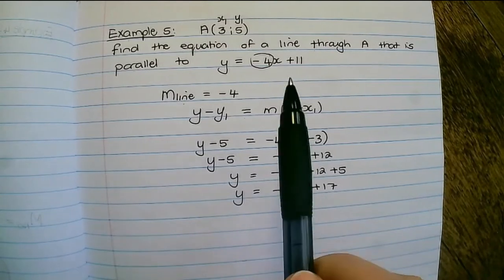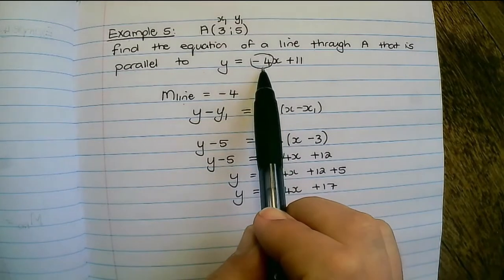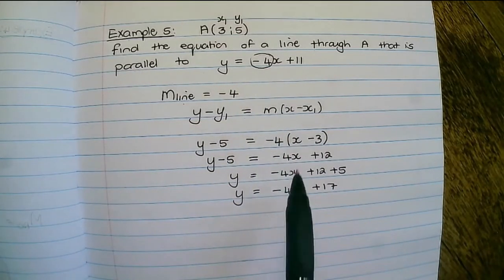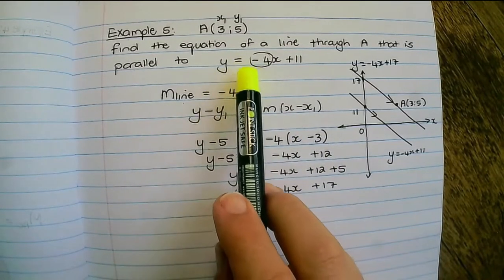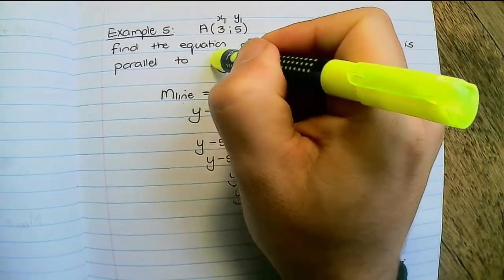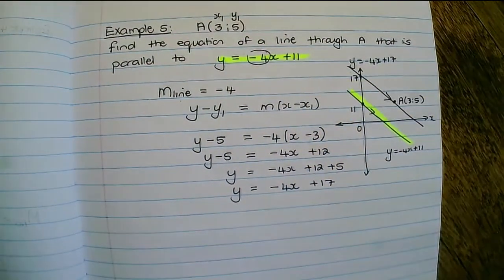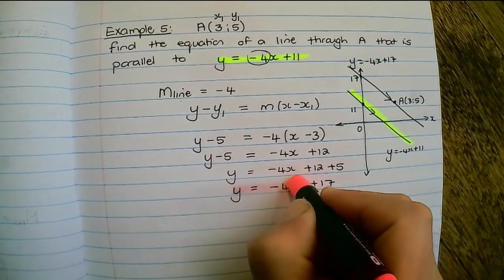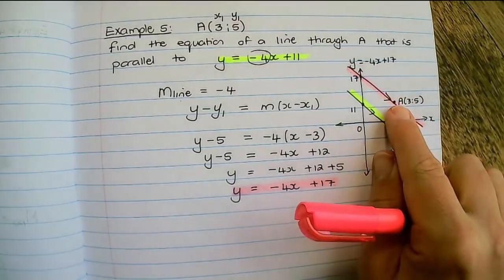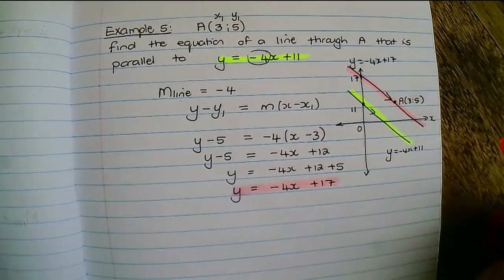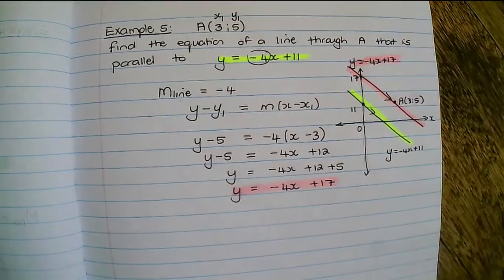So you can see that these two lines would be parallel to each other because they both have the same gradient, but they have different y-intercepts. So if we represent these two lines graphically, we would see that y equals negative 4x plus 11 runs through the y-intercept of 11. And the equation of the line that we found runs parallel to that line, but this time it will go through the point A, 3 and 5. So this line is y equals negative 4x plus 17.